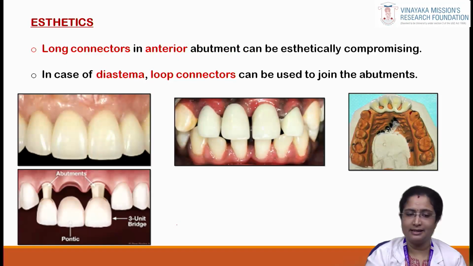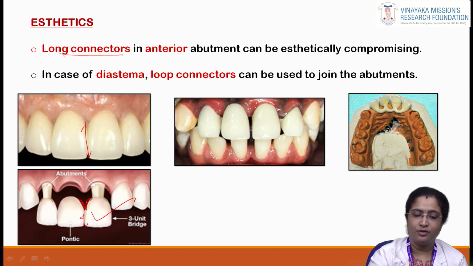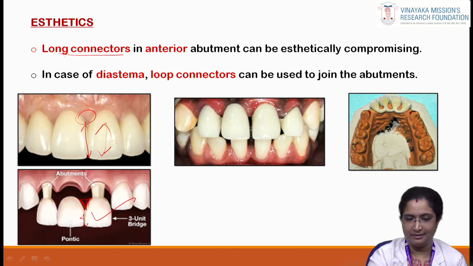Next factor to be considered is aesthetics. I told you aesthetics is a very important factor when we are replacing anterior teeth. So, a longer connector in the anterior, can you see this picture? The connector is longer, but in this picture the connector is shorter, which is aesthetically pleasing, because we give place for the pink aesthetic to play a role. But in this case there is no pink aesthetic, the tooth is going to appear bigger and bulkier, which is unaesthetic. So always avoid a longer connector area in an FPD.